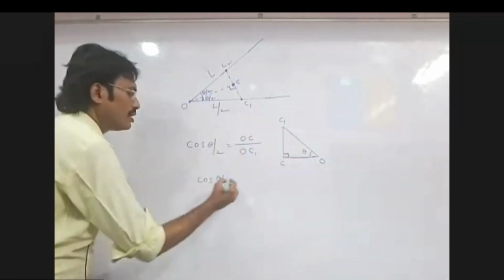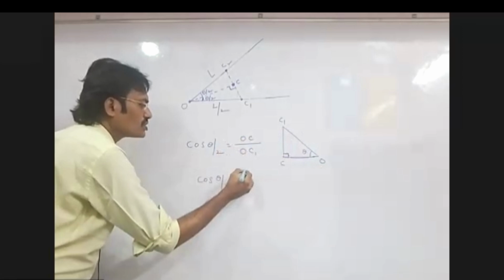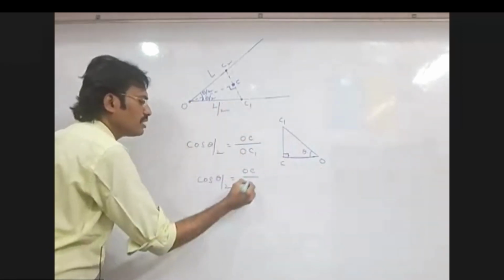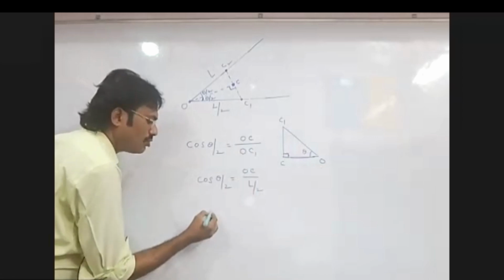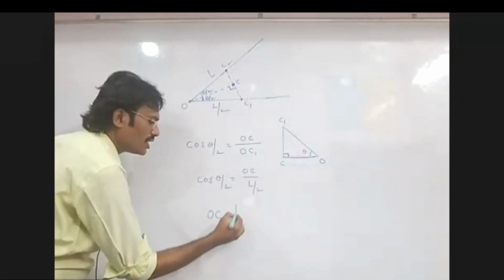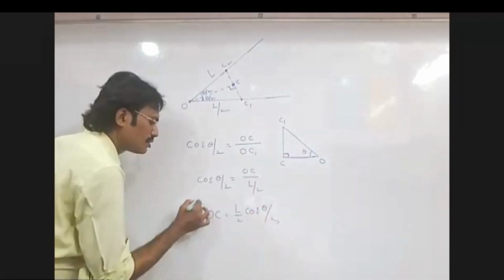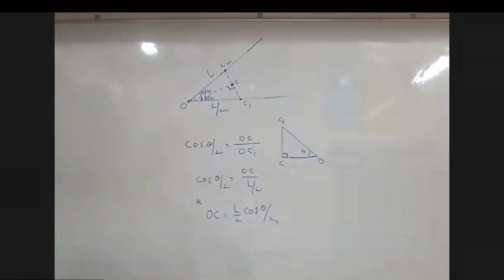So cos θ/2 is equal to OC by OC1. OC1 in the diagram is L/2, half the length. Now OC is equal to L/2 cos θ/2. Okay.